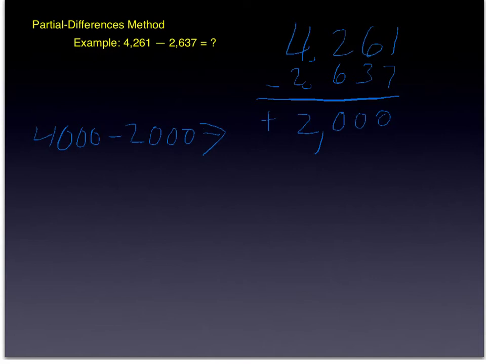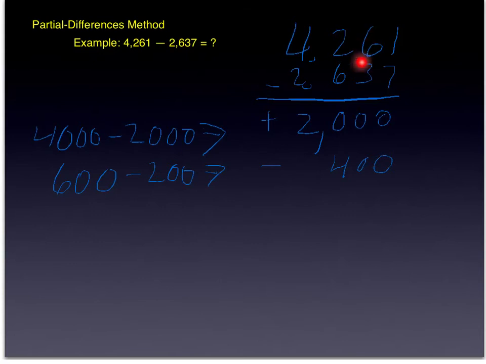Next, I have to go to my next place value. So I have 2 and 6. I have 200 minus 600. Well, the way it works with partial differences is you take the bigger number, 600, you subtract the smaller number, 200. And what do I get? 600 minus 200? 400. But because the subtrahend was bigger than the minuend, my 6 was bigger than my 2, I put a minus sign next to it.